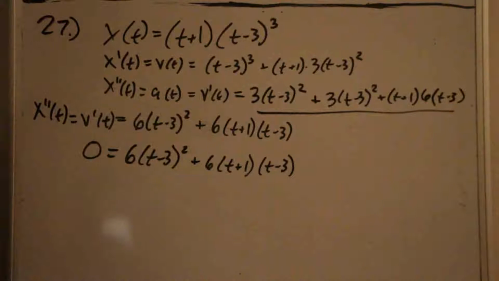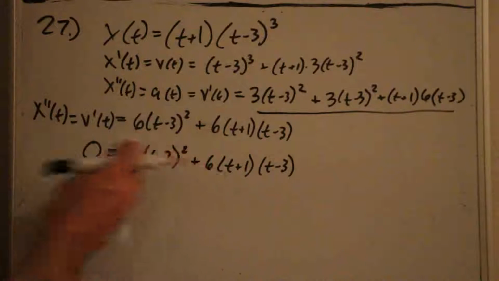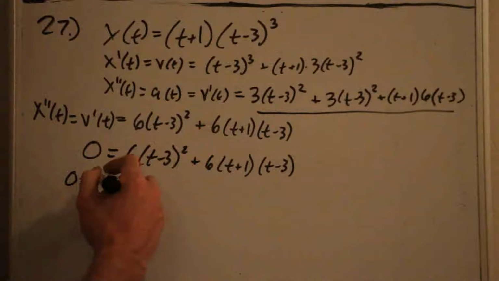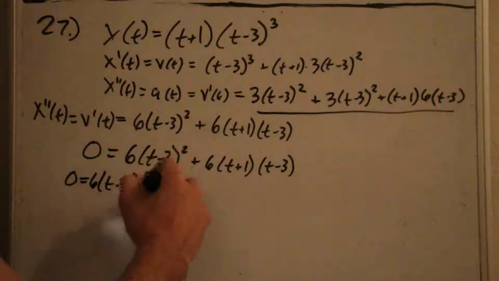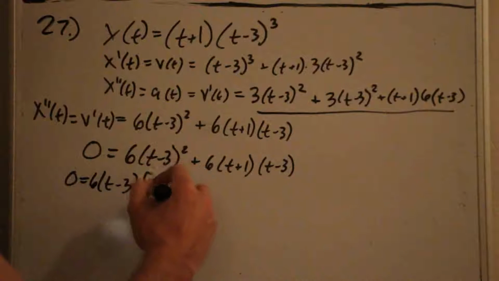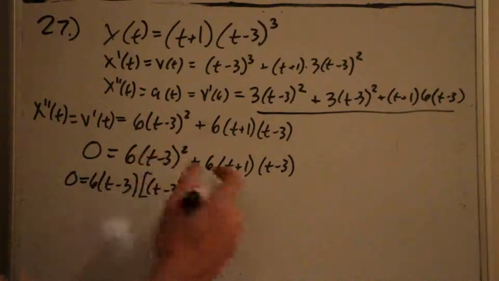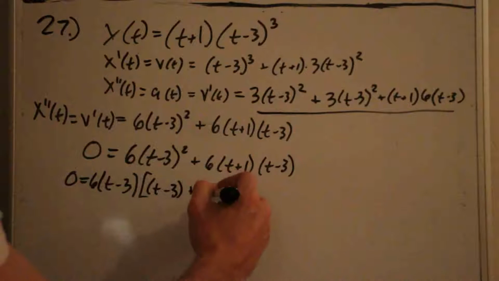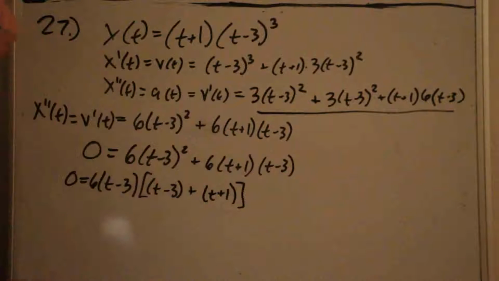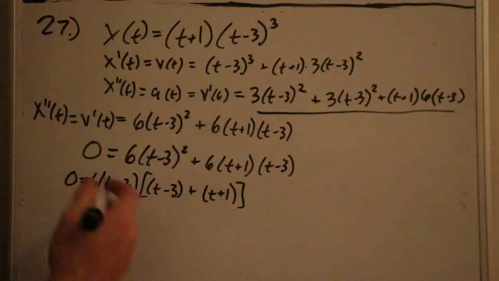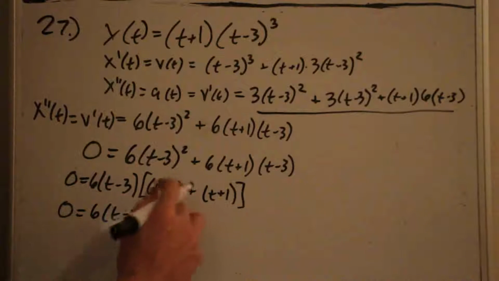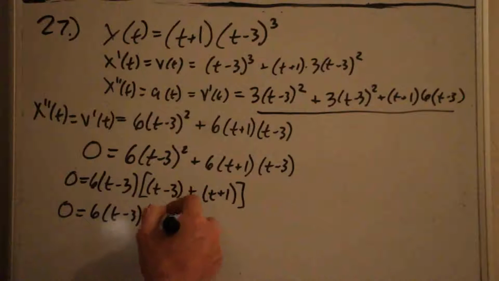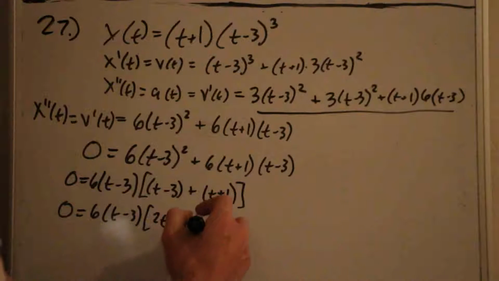Excuse me. So what does this become? Well, I pull out a t minus 3 from everything. Well, I can actually take a 6 times t minus 3 out of everything. This becomes t minus 3 here, and then this becomes plus t plus 1 there. Okay, that's cool. Alright, so then I'm going to say, okay, 0 equals 6 times t minus 3 times, I'll simplify, this becomes 2t here, minus 3 plus 1 is minus 2.